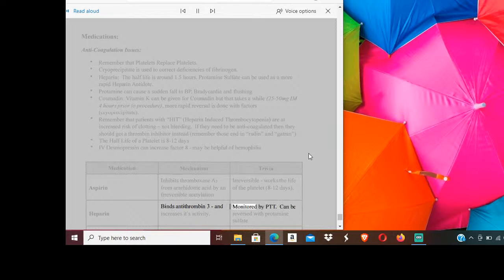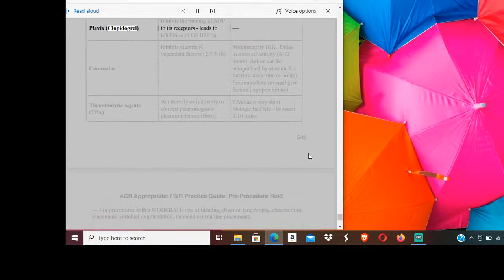Heparin binds antithrombin 3 and is monitored by PTT. It increases its activity. Reversed with protamine sulfate. Plavix, clopidogrel, inhibits the binding of ADP to its receptors, leading to inhibition of GP IIb/IIIa.